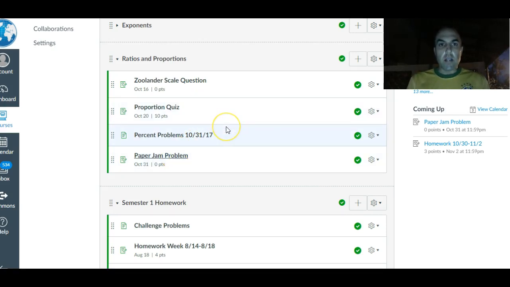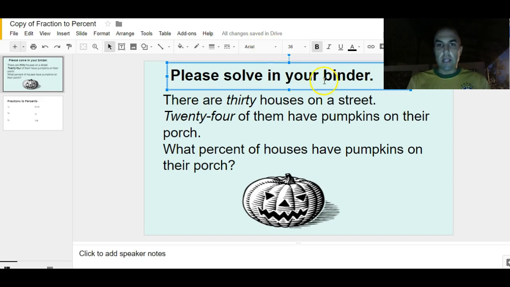I want to talk about percents and show you an easier question to get you thinking about how to solve percents. We already know a lot about proportions, so take a look at this problem here. There are 30 houses on a street. 24 of them have pumpkins on their porch. I know that you liked that I made that a Halloween-themed question. So the question is, what percent of houses have pumpkins on their porch?